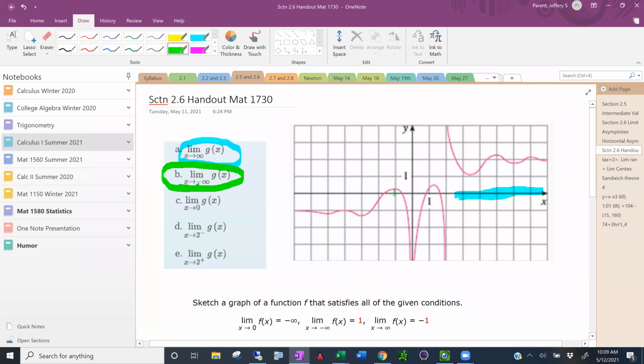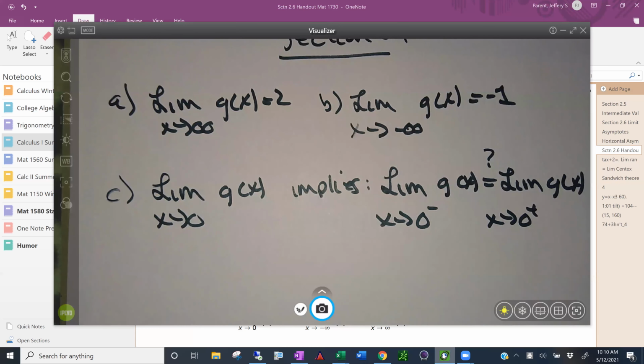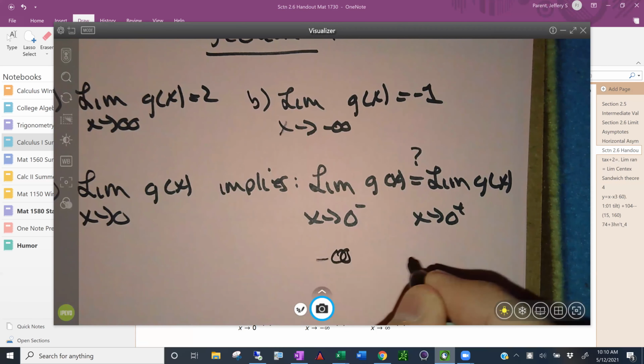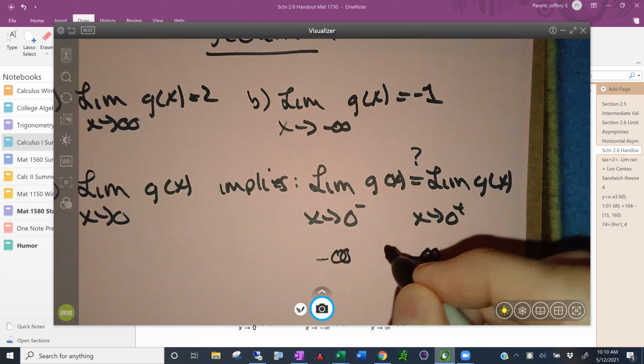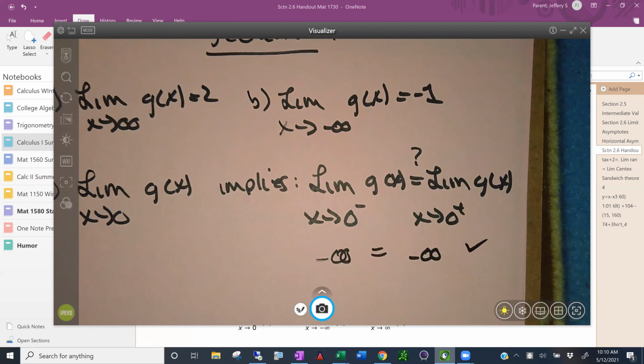As x approaches 0 from the left, as we're getting closer to this point from the left, where's the graph going? Where's that y value going? To negative infinity. Yeah, excellent. And as we approach from the right, where's that y value going? Negative infinity in both cases. So they do equal, which is good.